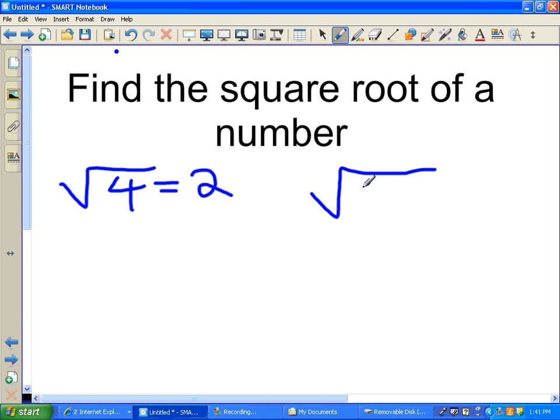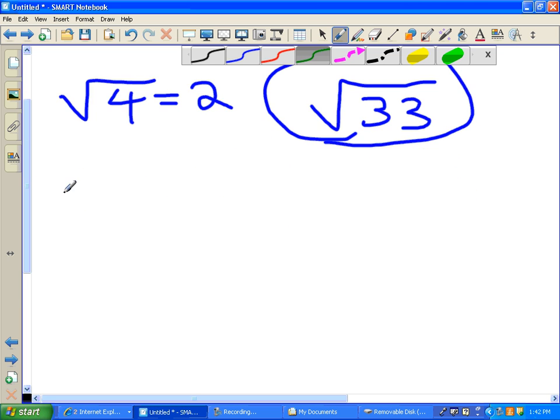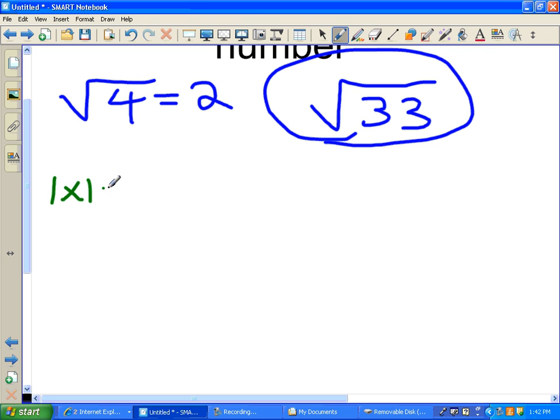We know it's not a true square root because we know nothing that we multiply together will give us 33. So 10 times 10 is 100, 5 times 5 is 25, 6 times 6 is 36. But what do we know before we look at this number here? Well, what we do know is that 1 times 1 will equal 1, so the square root of 1 equals 1.